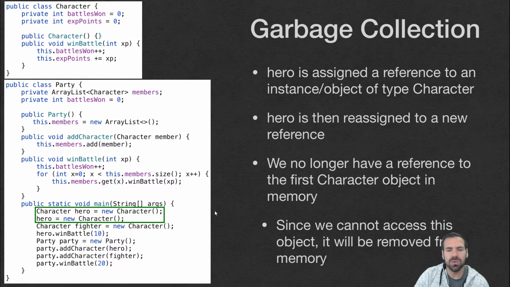So if you lose all your references to an object on the heap, that object is going to be garbage collected by Java. Java is going to free up that memory and make it available for other heap objects. So when I create this character and assign it to this variable hero, and then I immediately take hero and assign it a new reference to a different character, I can no longer access this first character I created. So this first character will be garbage collected.